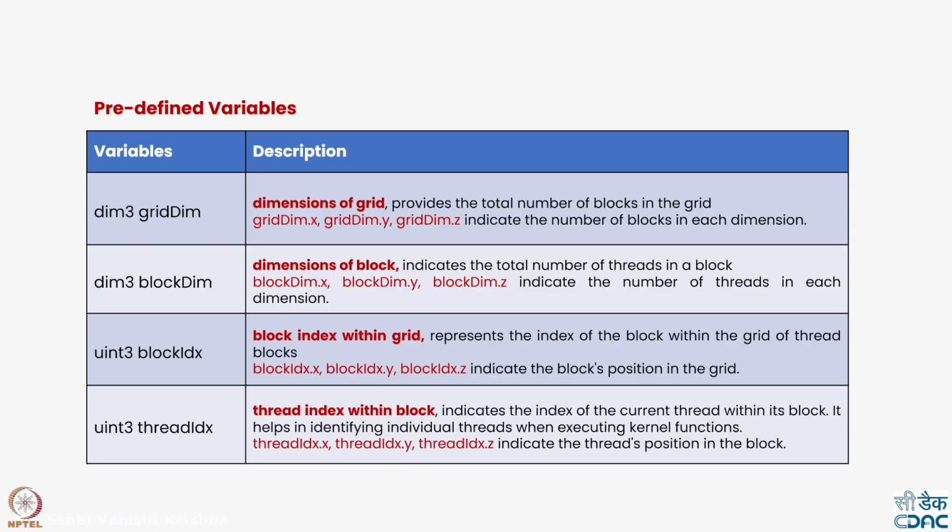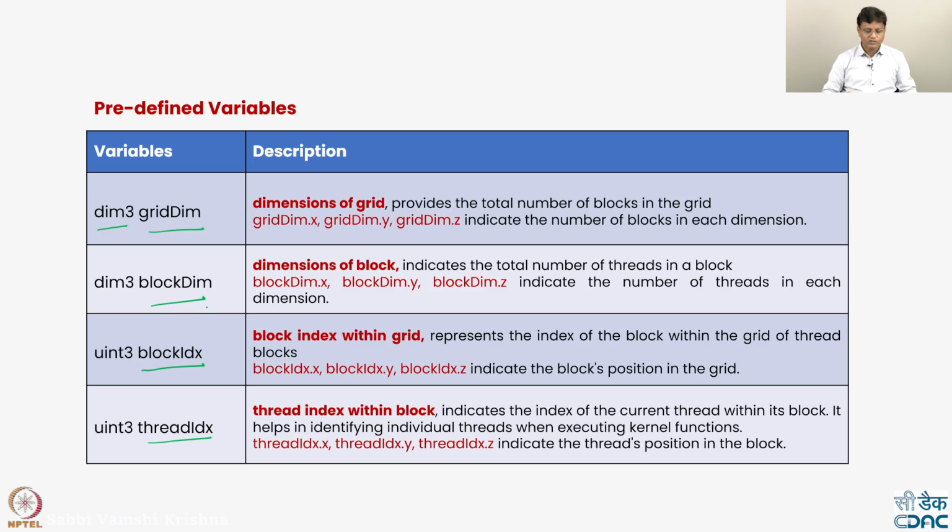Next is predefined variables. Here you can see that dim3, which we have already discussed, is a vector type. Apart from this vector type, there are some predefined variables: gridDim, blockIdx and threadIdx. gridDim basically gives the information about the dimension of the grid, which provides the total number of blocks in a grid, blocks that are arranged in the x direction, y direction and z direction.